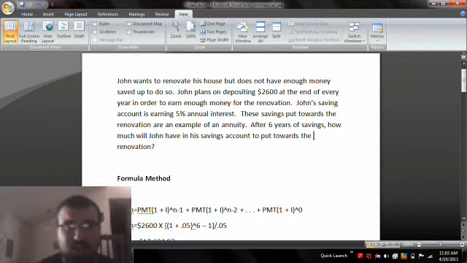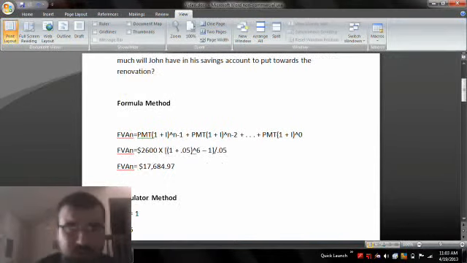John's savings account is earning 5% annual interest. These savings put towards the renovation are an example of an annuity. After 6 years of savings, how much will John have in his savings account to put towards the renovation? First, I'll show you how to do it with the formula method.